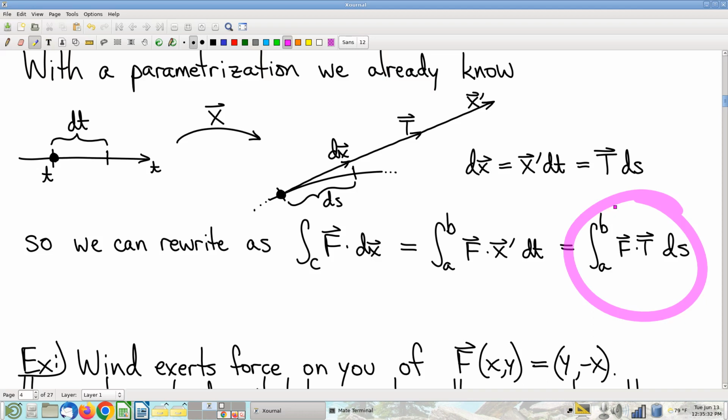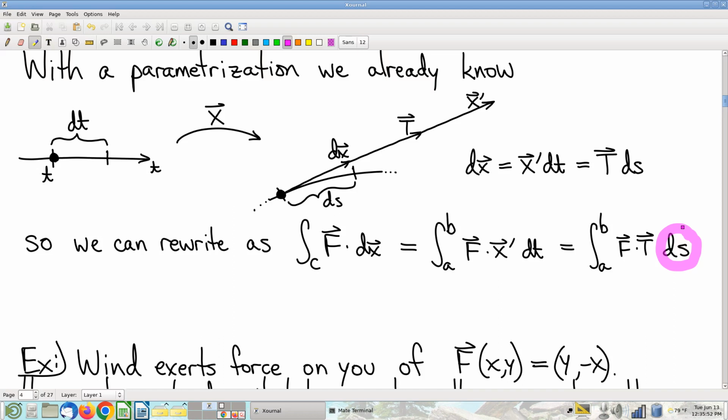And let me just tell you my main complaint. Now again, I emphasize it has its moments. It's not useless. I will be using it sometimes. But what I don't like about it is that because it has ds seemingly as its differential, it makes the vector line integral look like a scalar line integral.